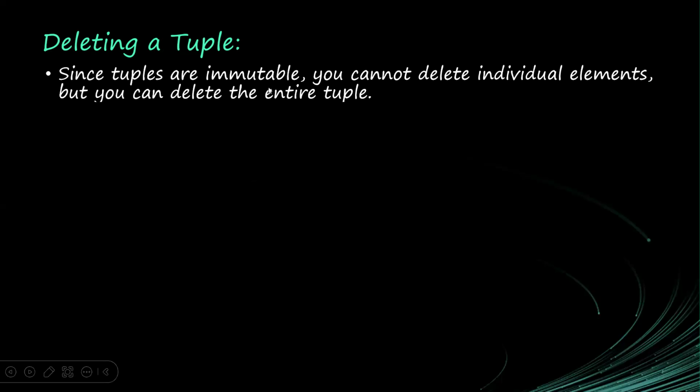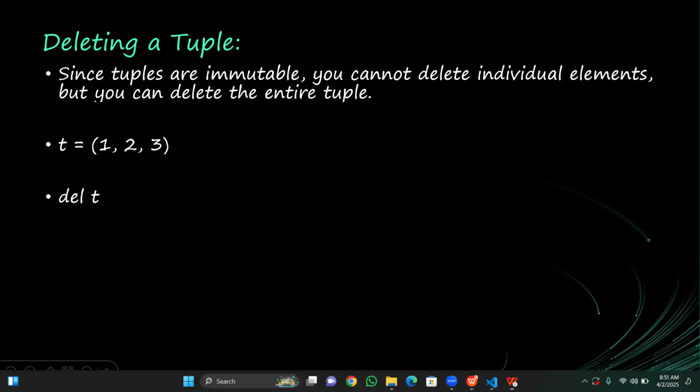So how do you delete a tuple? Since tuples are immutable, you cannot delete or modify individual elements, but you can delete the variable holding that tuple. So you can delete it entirely. You can use the del keyword, del T. So let's go and do this here.